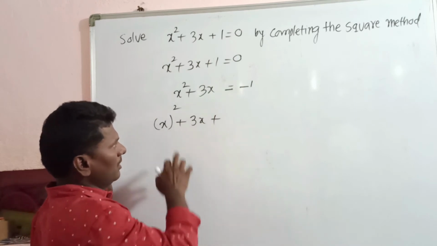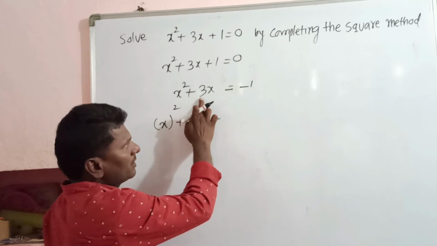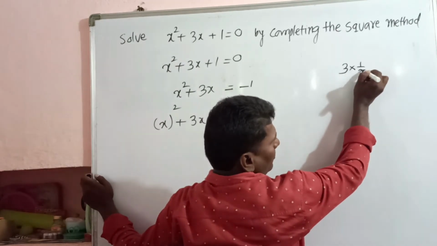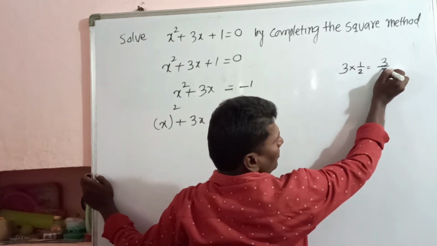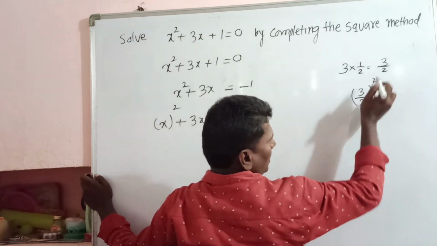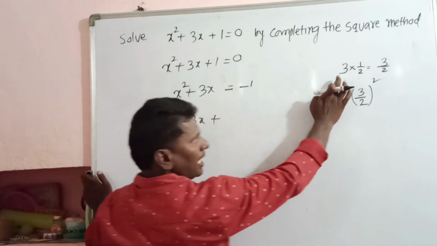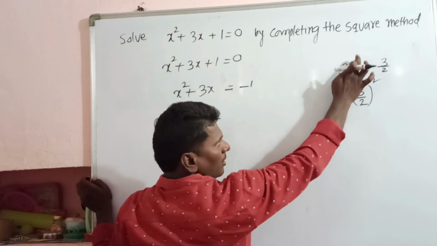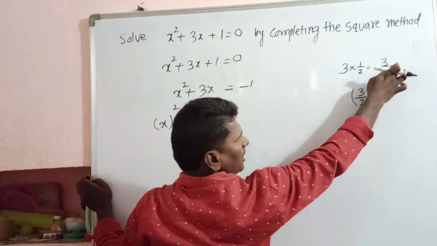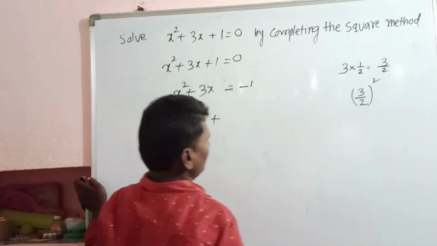Here, take the coefficient of x. Coefficient of x is 3. Multiply this 3 by 1 by 2. It becomes 3 by 2. Then square this 3 by 2. It becomes (3 by 2) whole square. Take the coefficient of x and multiply it by 1 by 2. By multiplying these two terms, 3 into 1 by 2 gives 3 by 2. Then square this fraction, (3 by 2) whole square.